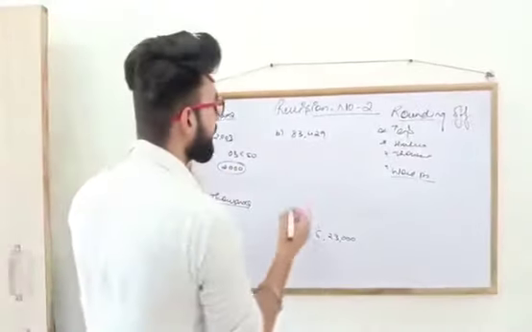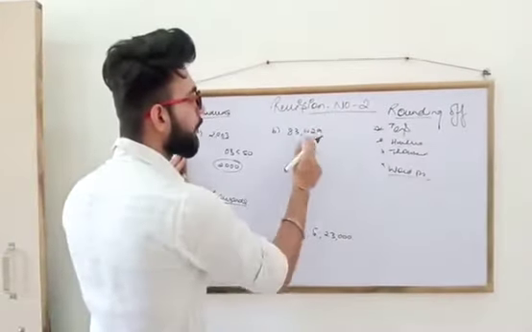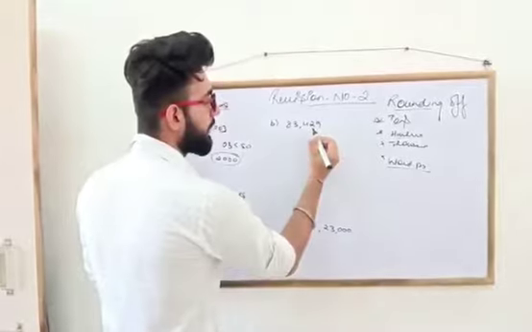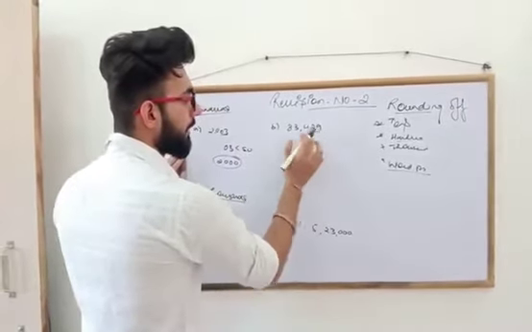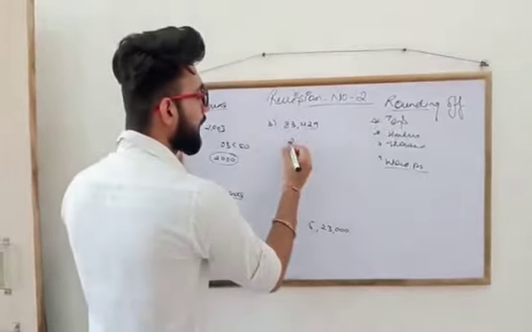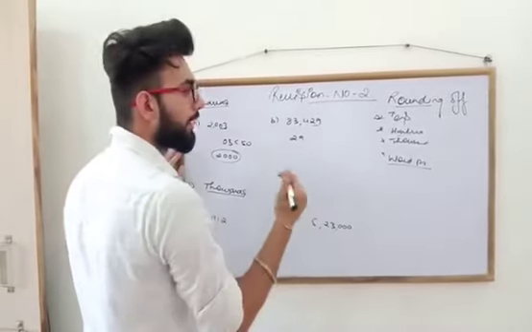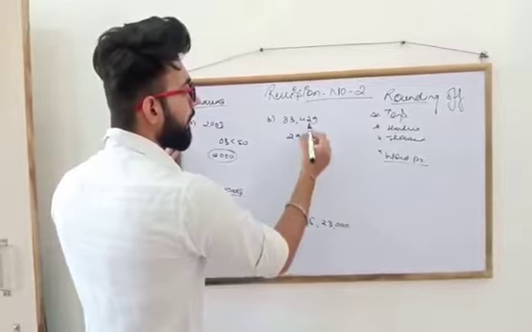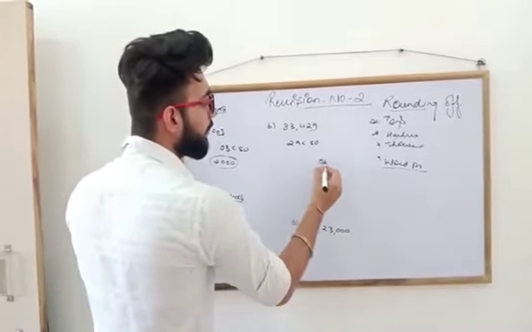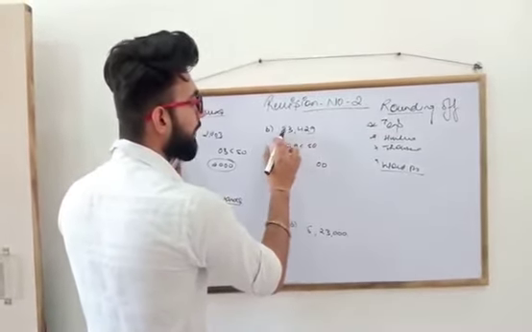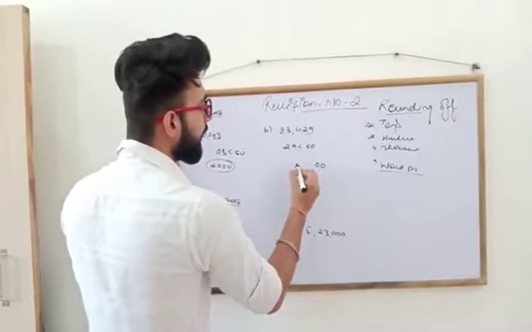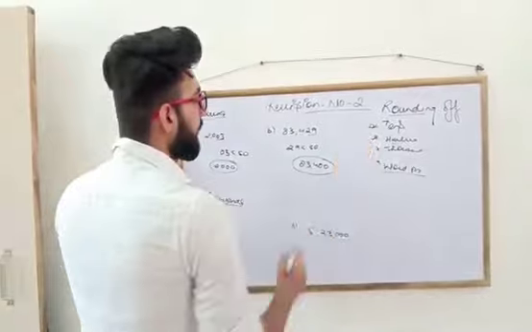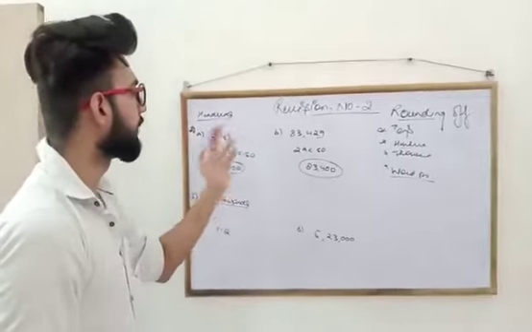Moving on to the second question, 83,429. Again, we need to round off to the nearest hundreds. We consider the ones and tens digits, 2 and 9. 29 is less than 50. So we replace 29 with 00 and write the rest of the digits unchanged. It would be 83,400. This would be the answer to this question.